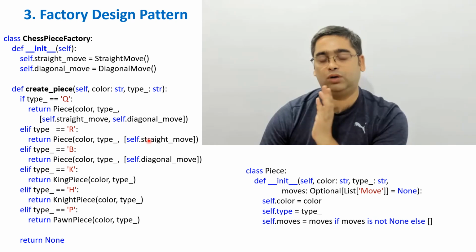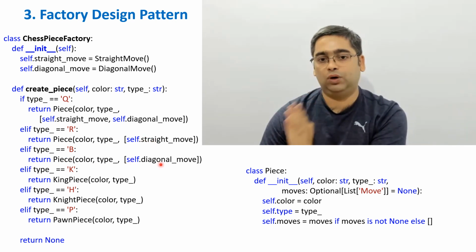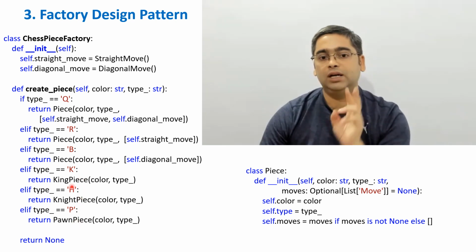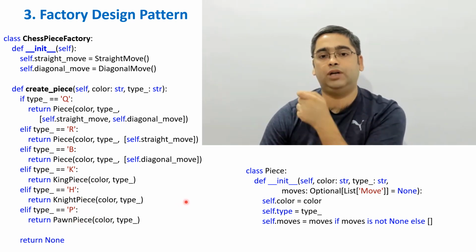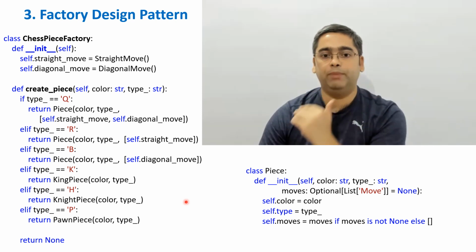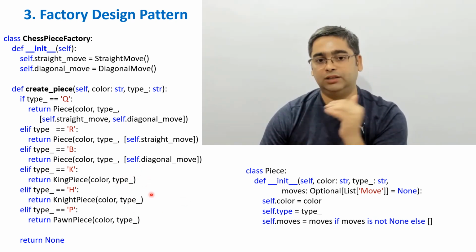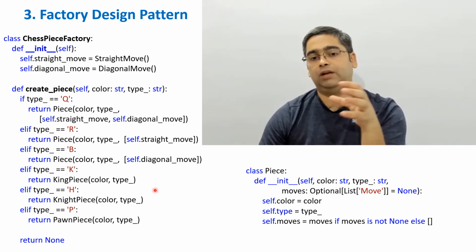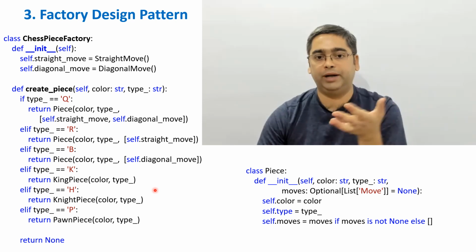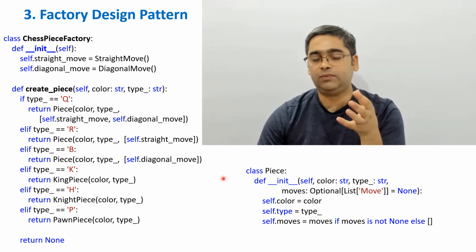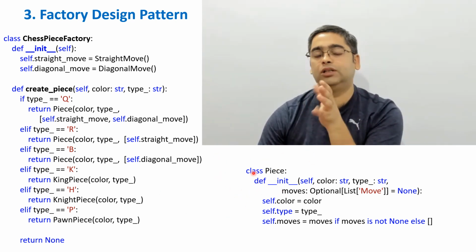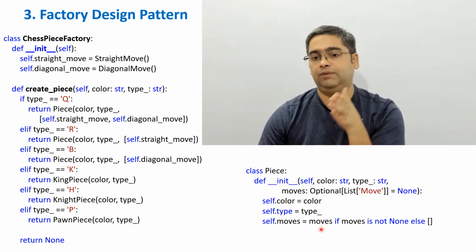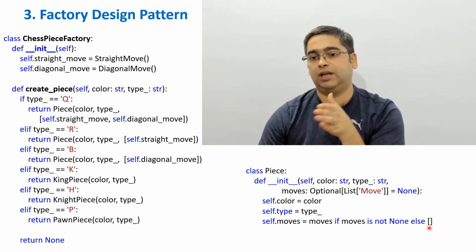A rook has got only straight move. A bishop has got only diagonal move. And just now we saw that king piece, knight piece and pawn piece, these three pieces give their own implementation of the can move method. So we haven't passed any move in these pieces. So their default moves will be empty and their can move method will have the overridden implementation that we just saw. And in case you forgot, this was our piece class, which takes a color, type and a list of moves. If the moves is none, then it is initialized with an empty array.